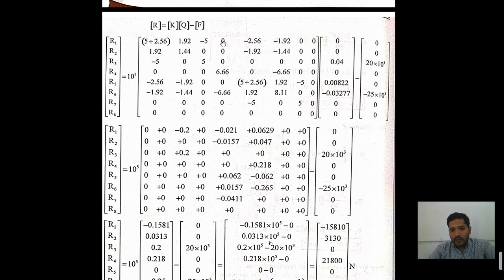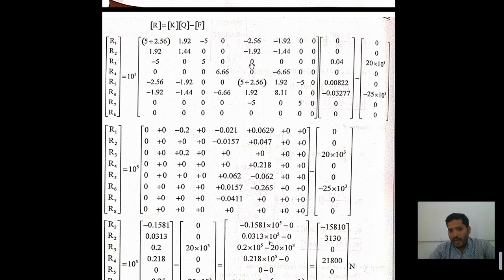Come to the fourth one. Fourth row, all become 0 only. Come to the fifth one, fifth row. In the fifth row, minus 2.56 into 0.00822, if you multiply, becomes minus 0.021. Again, minus 1.92 into 0.00822 becomes minus 0.157.